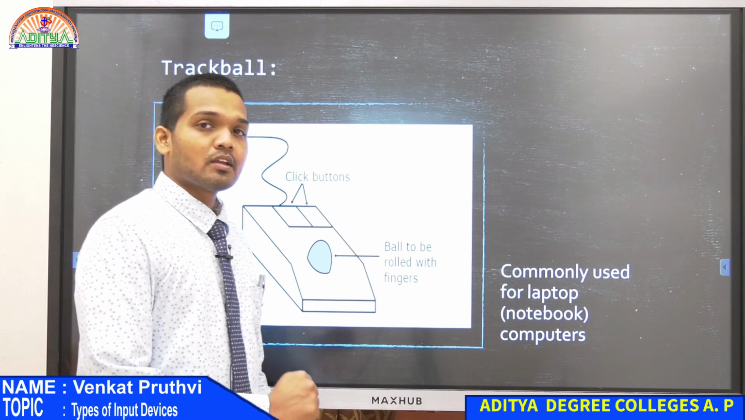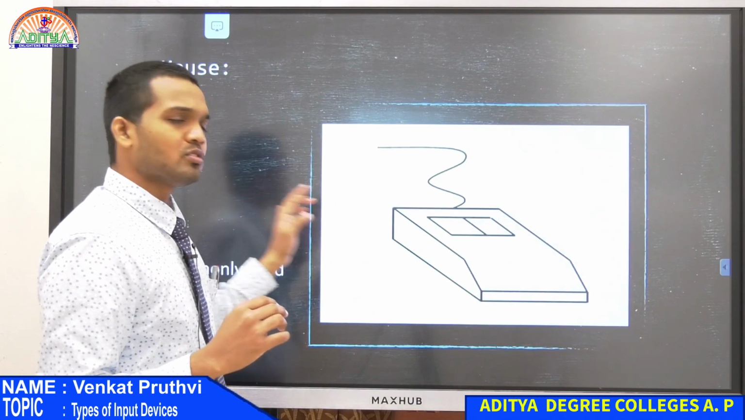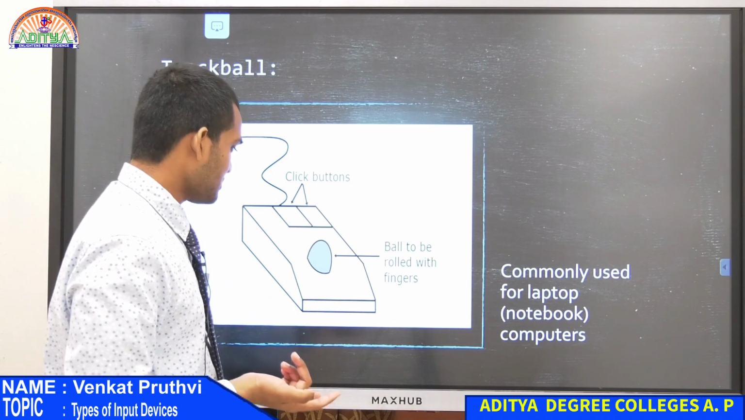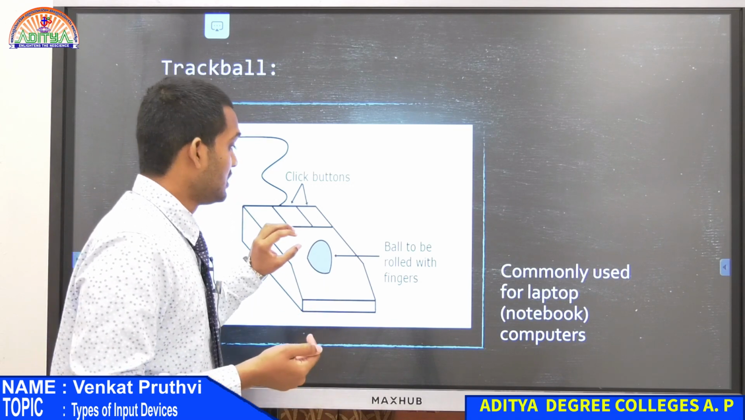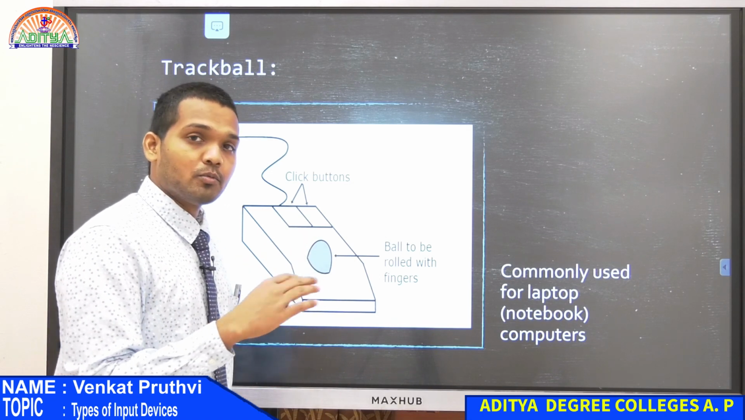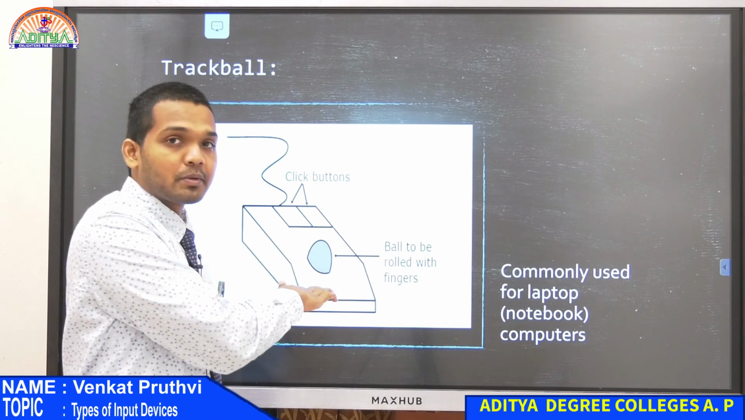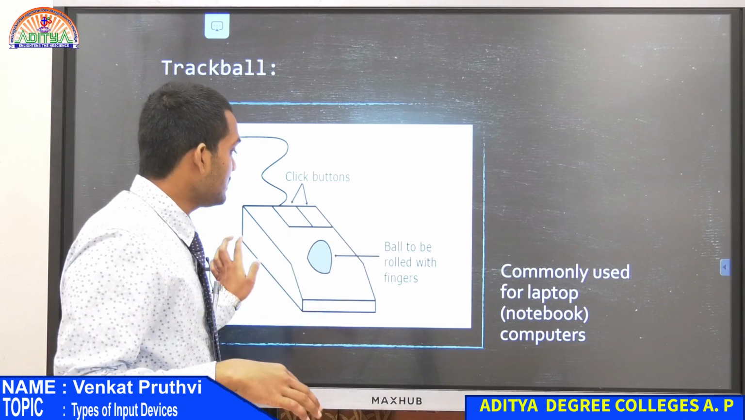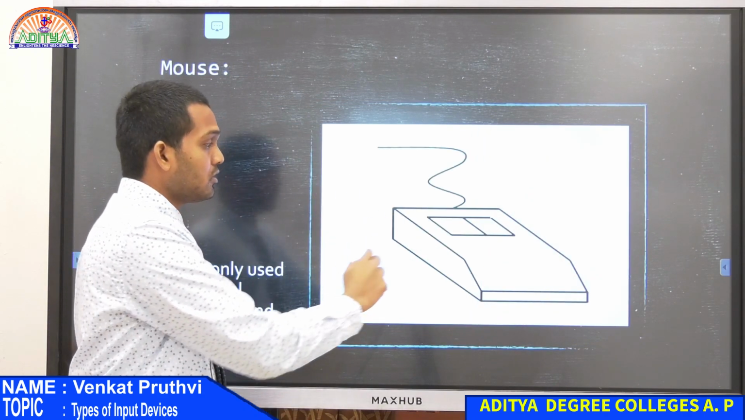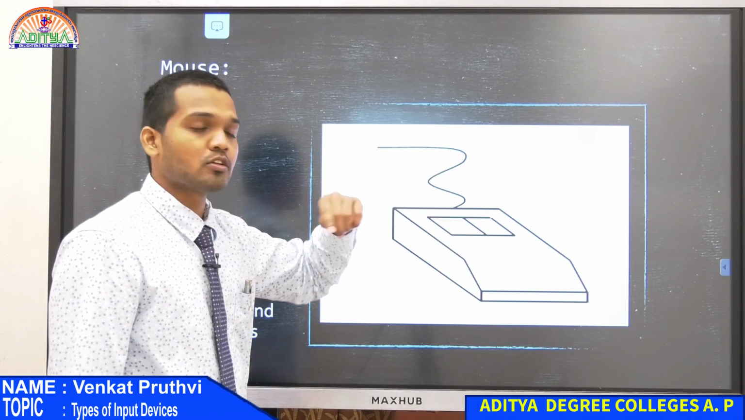Now, what is happening here? This looks similar to the mouse that we saw in the previous slide, right? It looks very similar, but the additional thing that we have here is a trackball. This ball is used to move the mouse pointer, the arrow, and to make your operations convenient. Previously, with the mouse, you had to move the whole mouse, and based on that your pointer used to move.